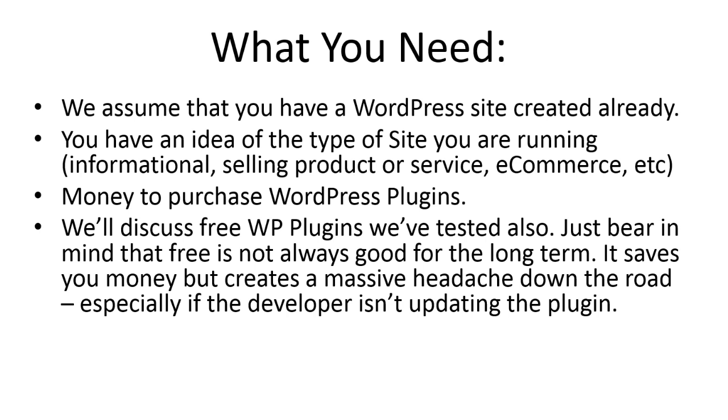Now, we assume that you already have a WordPress site created and up and running. You need to have an idea of the type of site that you are running. So if you obviously are running a WordPress site, then you already know what that is in terms of informational, selling product or service, or e-commerce or membership. If you don't have an idea and you're just watching this course to get an idea of how you can automate your WordPress site in the future, then you need to understand which one of these categories it fits under. Like I said earlier, informational, selling a product or service, e-commerce, or membership site.